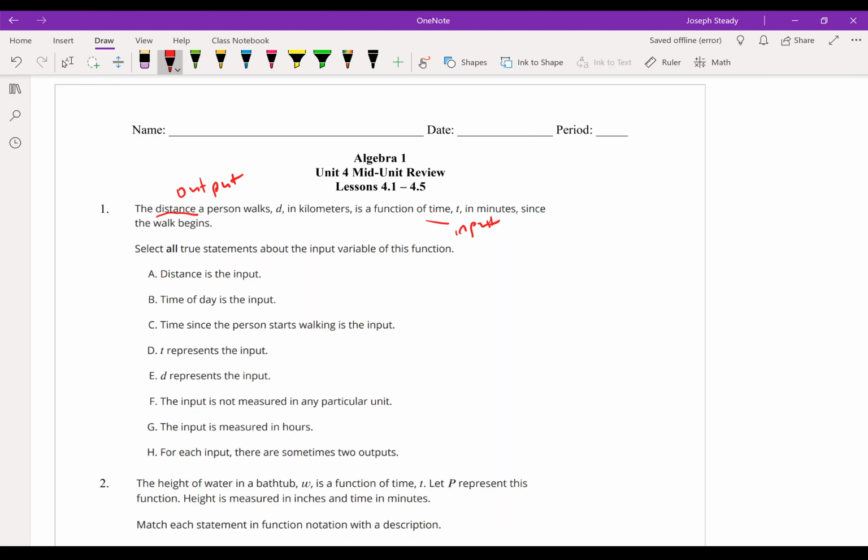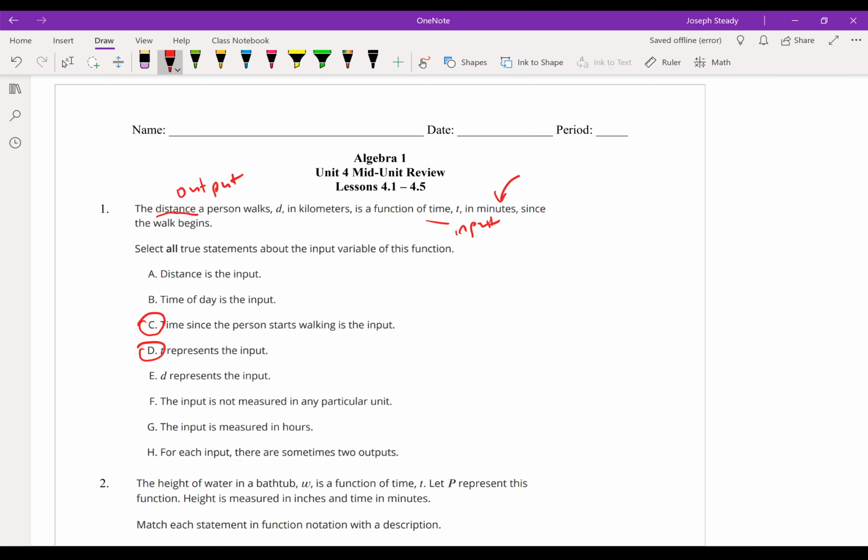On C, time since the person started walking is the input. That is true, right? That is exactly what they tell us. Time in minutes since the walk began. T represents the input. That is also true. D represents the input. Well, D is distance, which is the output, so that one's not true. The input is not measured in any particular unit. That is also not true. The input is measured in minutes. It's right there. The input is measured in hours. Also not true.